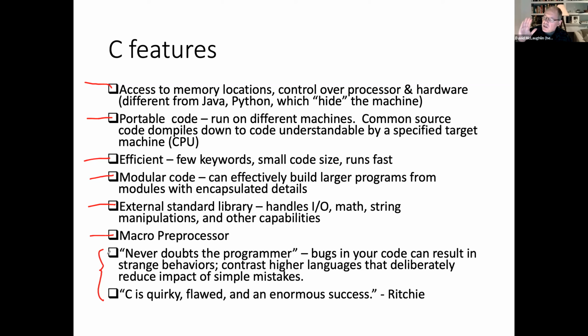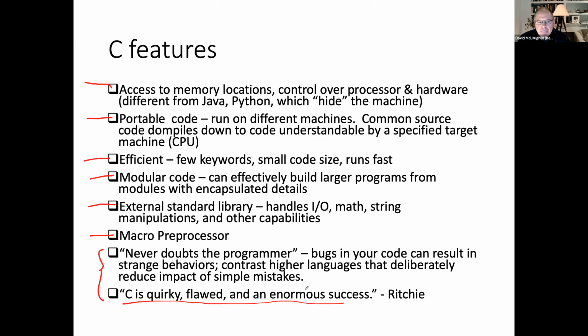If you insist on coding something a certain way, the compiler can give you a lot of warnings, but if you choose to ignore the warnings, it's quite possible to really screw up using C. That last point, I think you'll start to resonate with. C is quirky, it's flawed, and it's an enormous success.